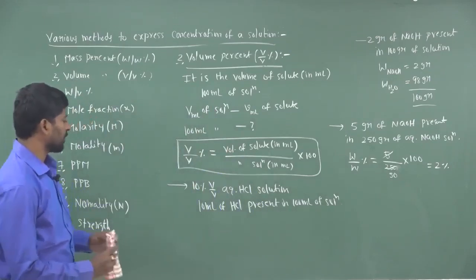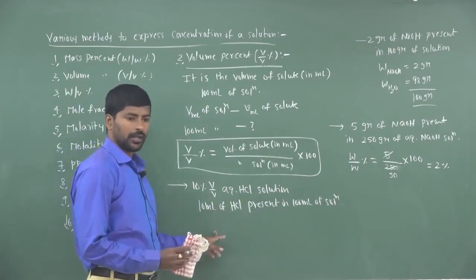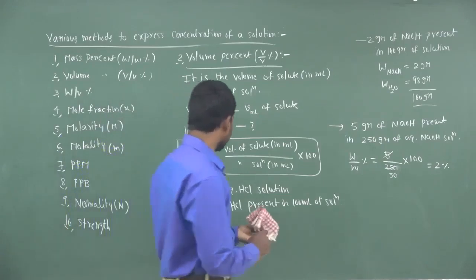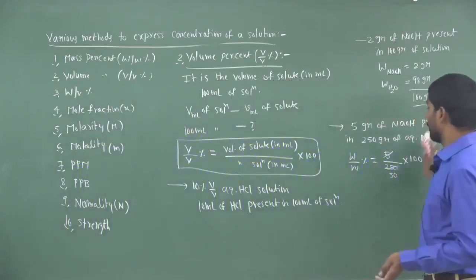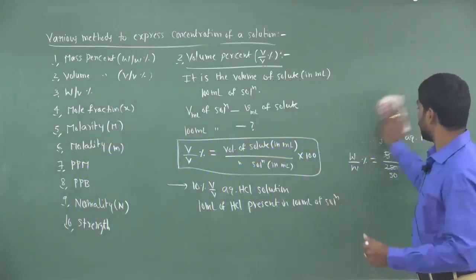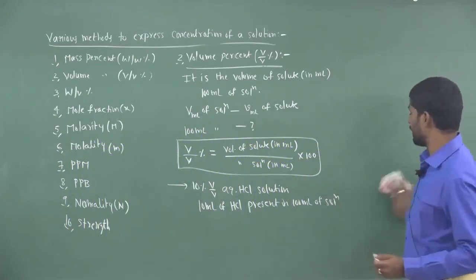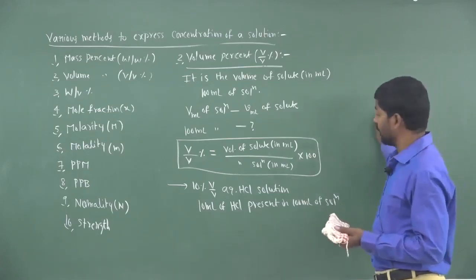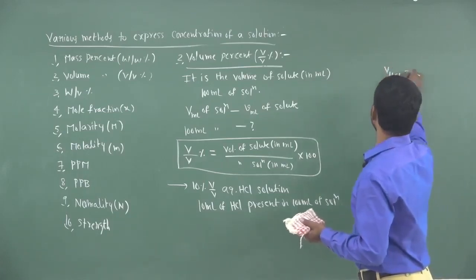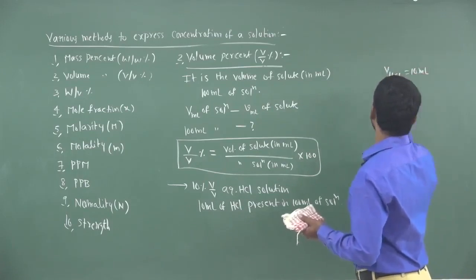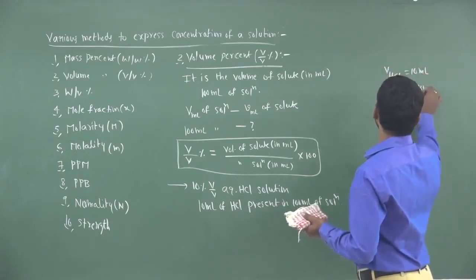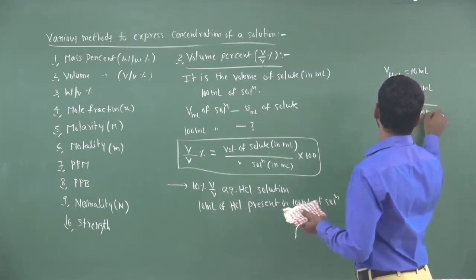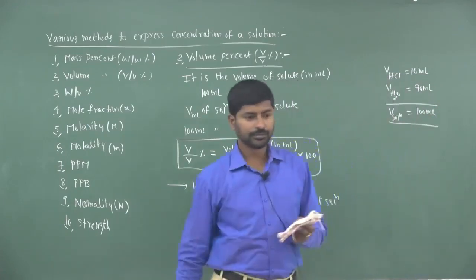Therefore, what is the volume of HCl? 10 ml. Volume of water 90 ml. So, total volume of solution is 100 ml. So, volume of HCl is 10 ml, volume of water is 90 ml, and the total volume is 100 ml. Okay.